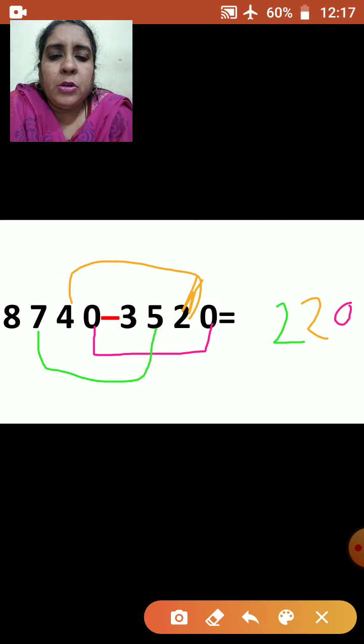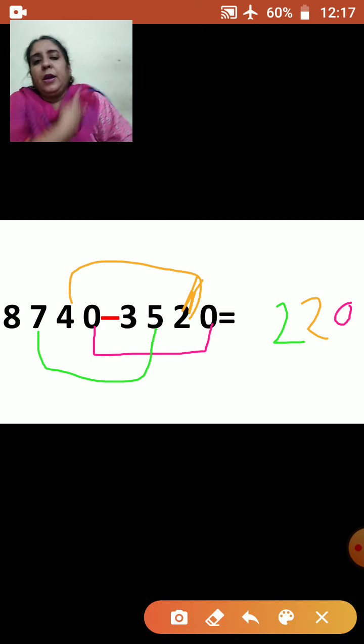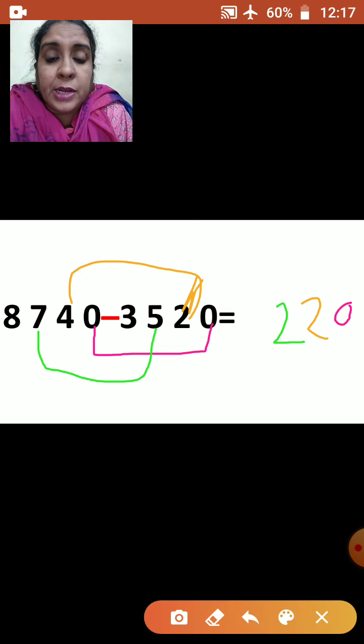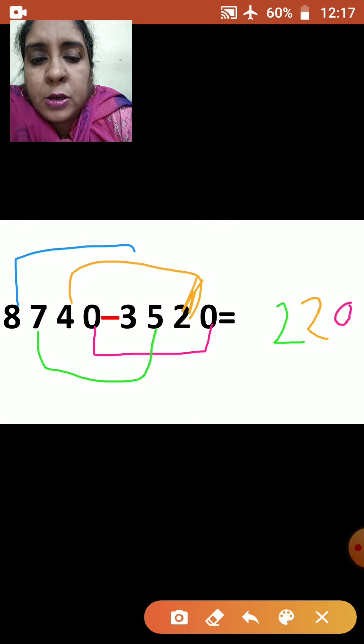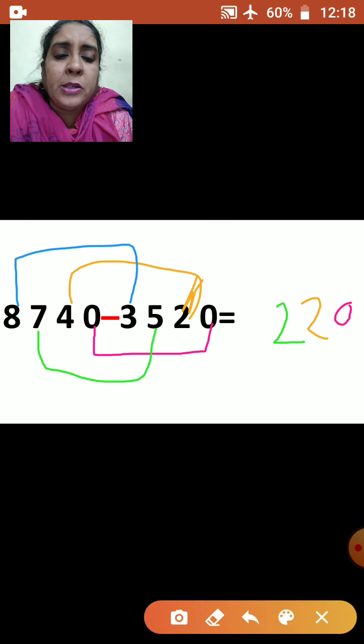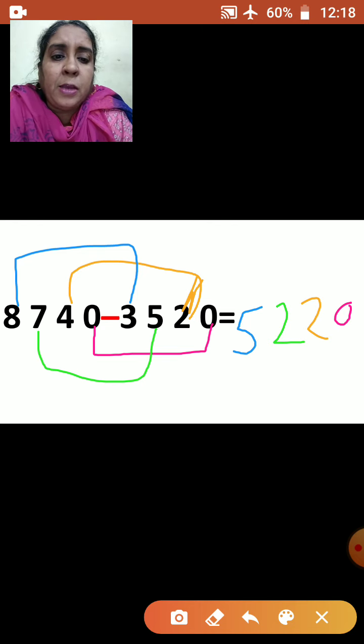Now we will go to next place, that is thousands place, right? Which numbers are there on thousands place? 8 and 3. So you will draw the line. 8 minus 3 is how much? Yes, 5. So what will be your answer? 5,220.